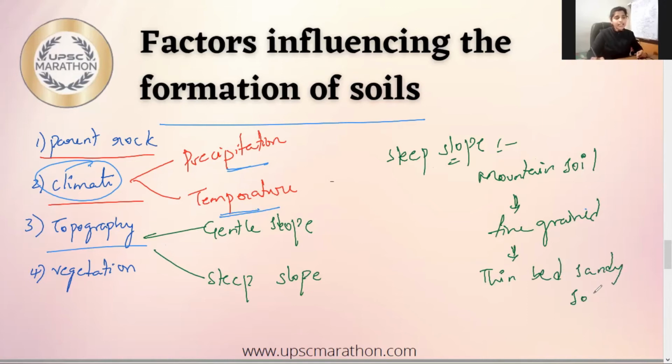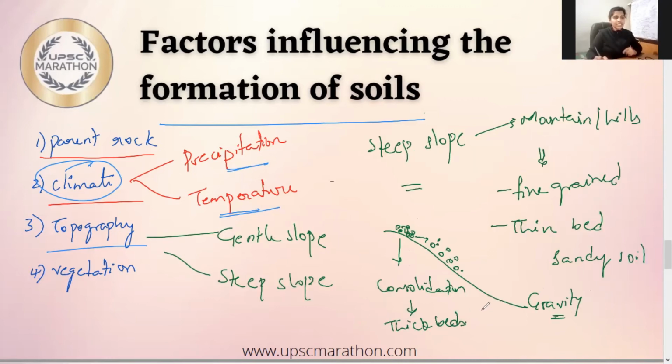Now the question is, why is that so? What happens? The steep surface of a landform does not allow the sand to settle at one point. Rather, it moves down under the influence of gravity, which does not allow the sand particles to consolidate and form thick beds, which results in this fine-grained thin bed sand soil.